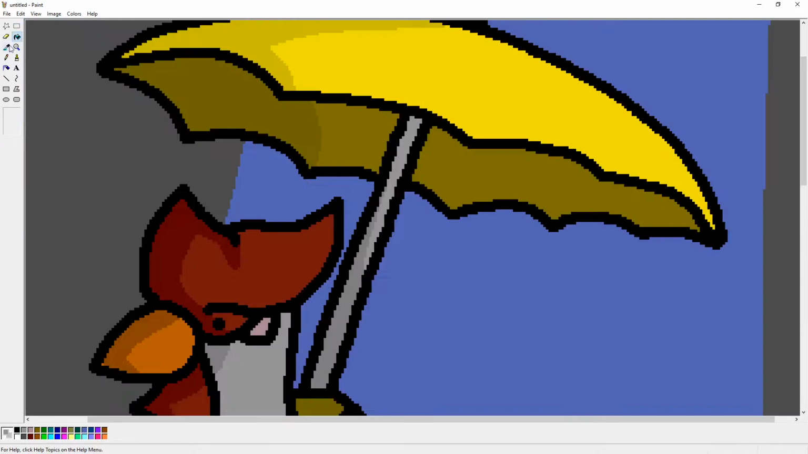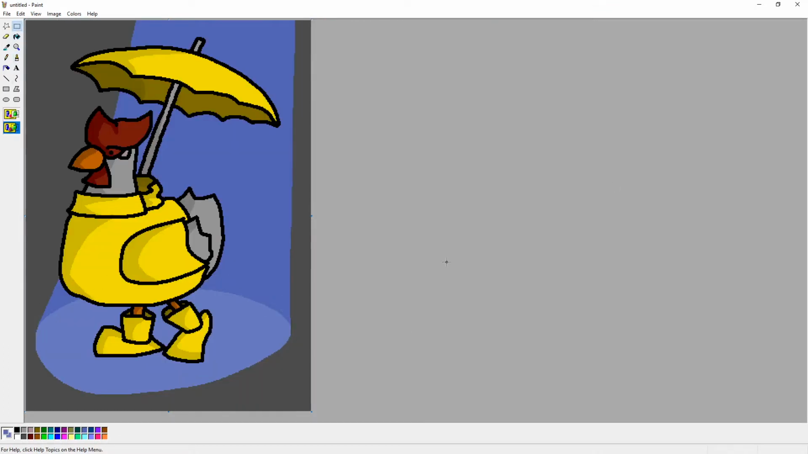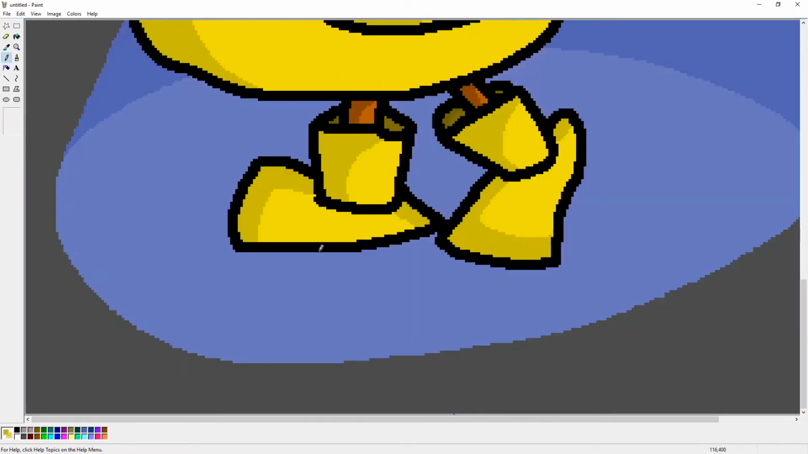In the end, I realized something. Instead of the gray, I should use a dark blue. Because looking at this, all I could think of was the Morton Salt Girl.